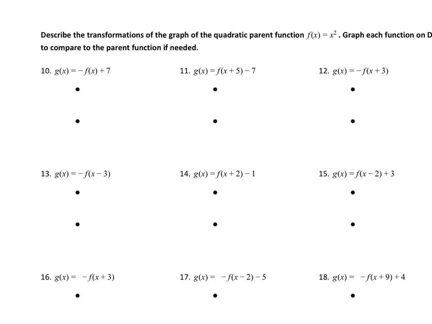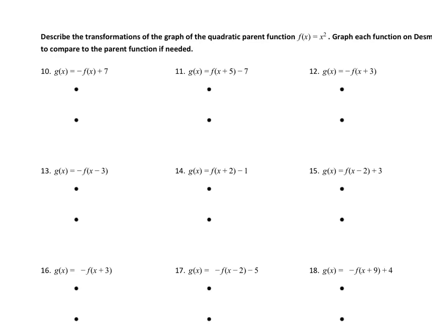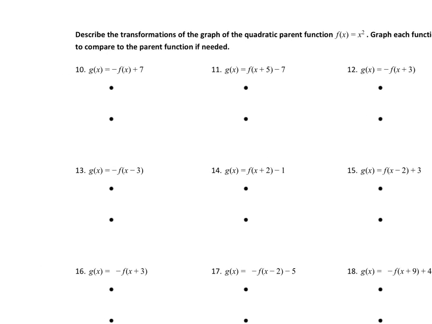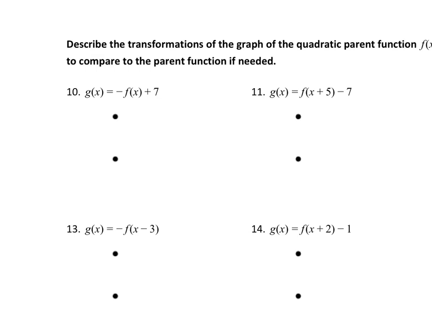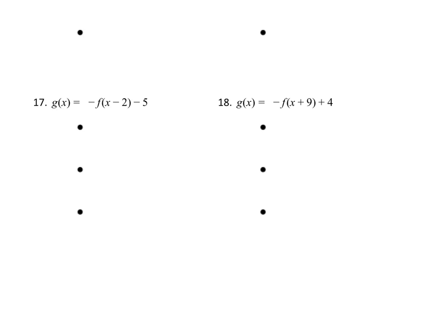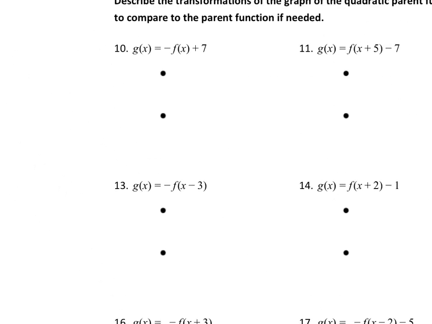Describe the transformations of the graph of the quadratic parent function. Graph each on Desmos to compare to the parent function if needed. Because I'm not asking you to graph here, but I am giving you a hint. You see these 2 bullets? How many transformations do you think are going to be in this answer? 2. You see down here where there's 3, how many do you think there's going to be there? So if you don't answer 2 or 3 of them, you haven't finished the question.